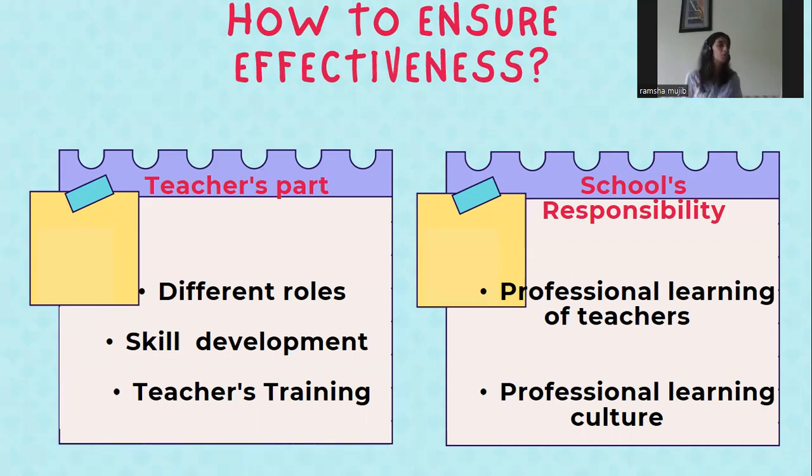So the teacher has to play a different role. The teacher has to ensure that there is skill development, that there is teacher training. And in order to ensure that the teacher goes ahead with his or her skills, and that the teacher has sufficient training, the school has to play its responsibility. Now, what will the school do? The school will ensure that there exists a learning atmosphere, a learning environment in which the teachers learn, and the environment is such that we thrive. We as teachers thrive. We as teachers learn, and then we ensure that our classrooms are being managed effectively.